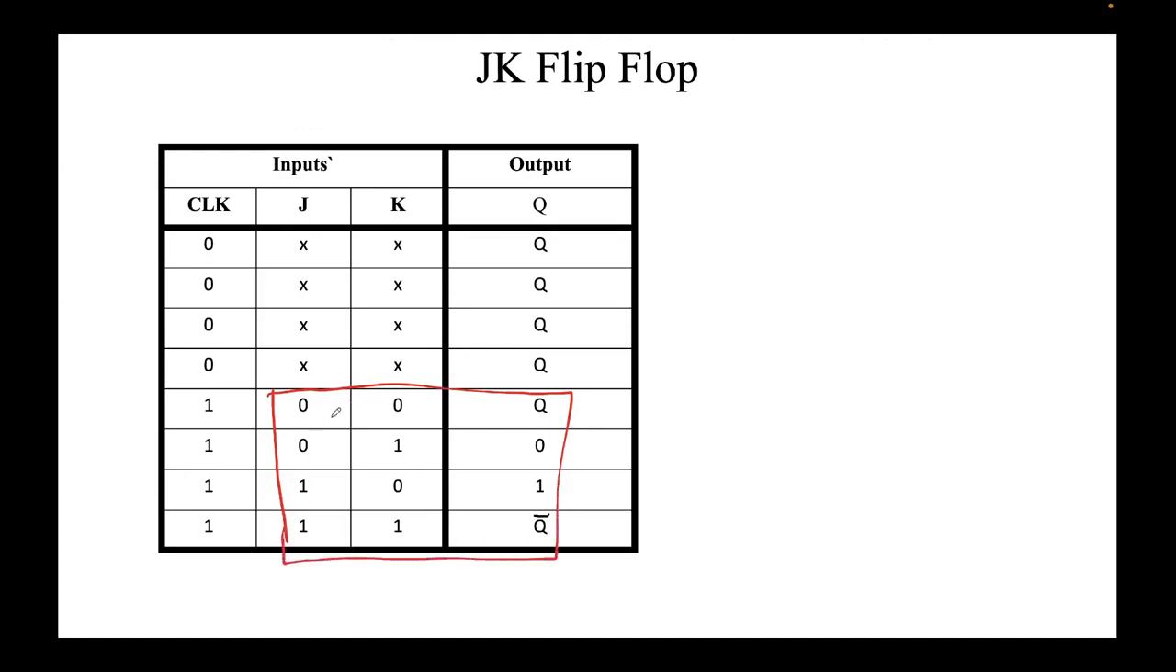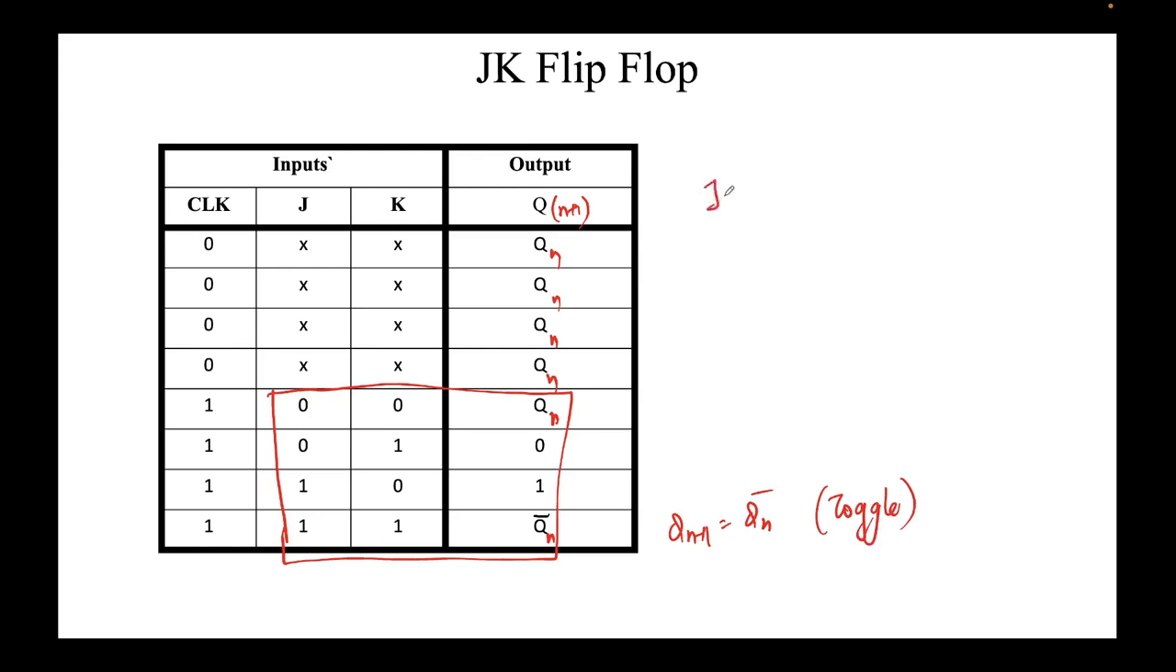So what happens is that when both the inputs are 0, the output will remain the same. This is Qn plus 1 and this is Qn. Qn means the previous state. Qn plus 1 means the coming state. So when both the inputs are 0, the new output is the same as the previous output, right? If both the inputs are 1, the new output Qn plus 1 is nothing but the inversion of Qn, it is toggled. This is called toggle condition.